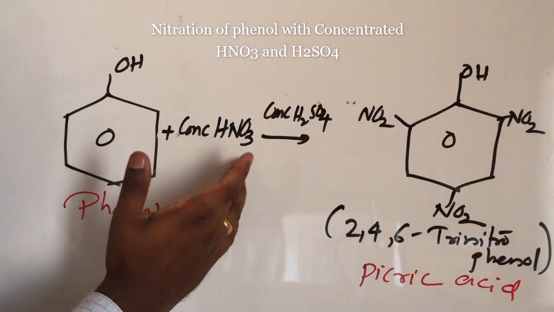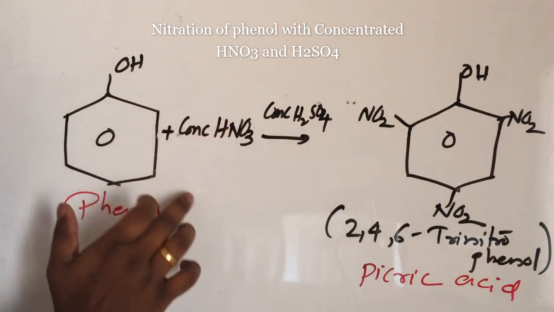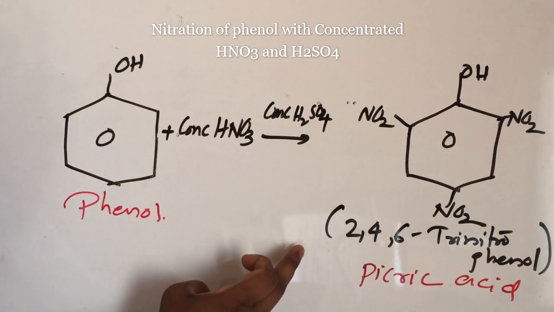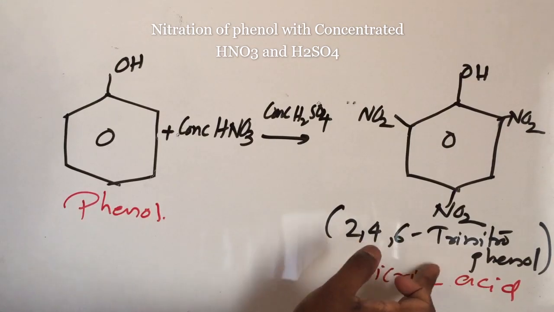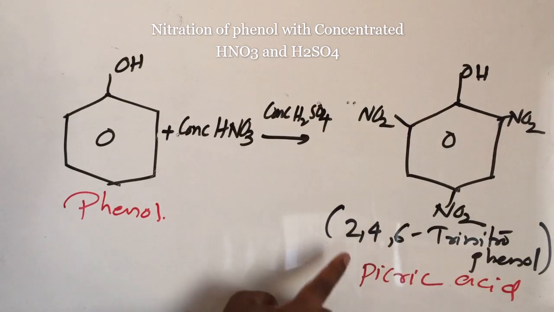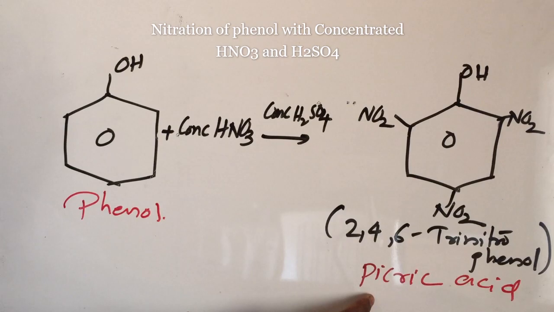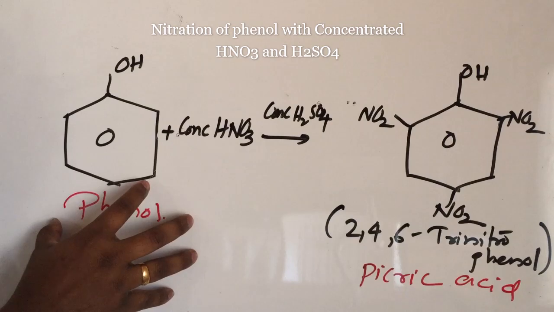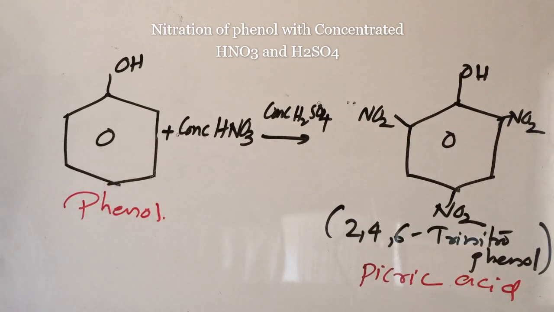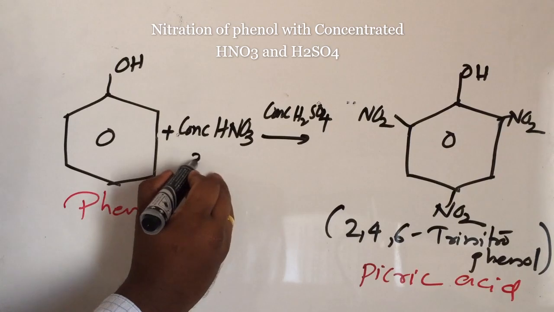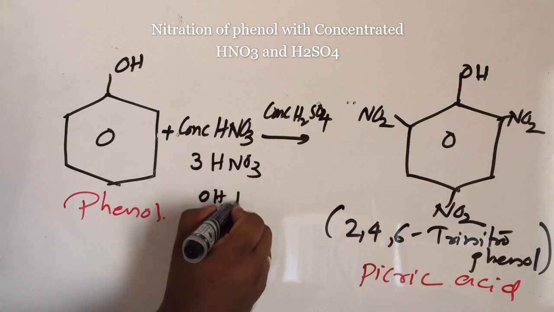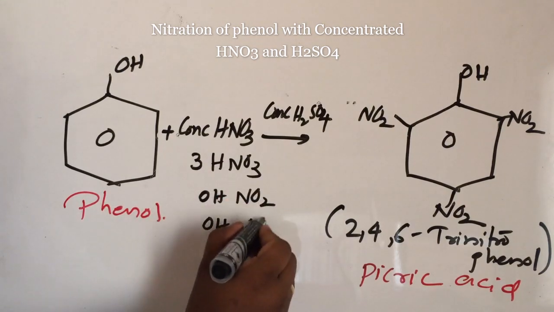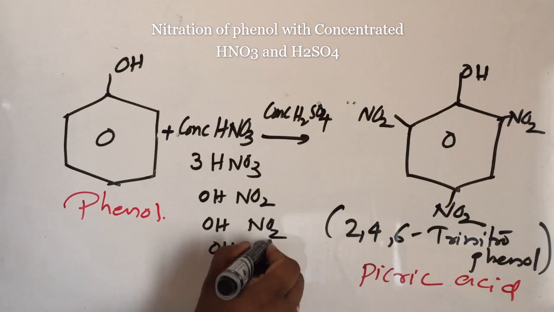If we use concentrated nitric acid and sulfuric acid for nitration, instead of ortho and para-nitrophenol we will get 2,4,6-trinitrophenol. The common name of this compound is picric acid, and the common name is very important. Here multiple substitution is taking place. Three moles of HNO3 react together. 3 HNO3 we can write like this: OH, NO2, OH, NO2, then OH, NO2.